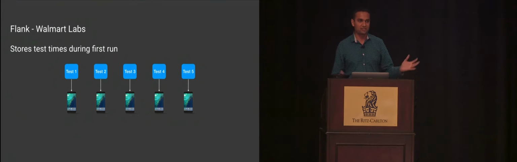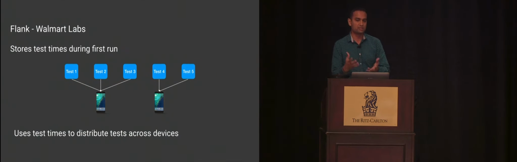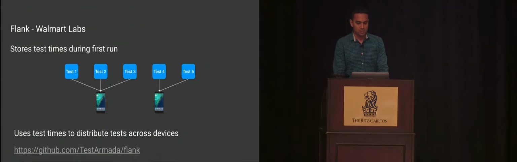So what Flank does is it aggregates these test times and then distributes them economically for you. The next time you run it, it'll remember that tests 1, 2, 3 each took 20 seconds, so that's 1 minute. So I'm going to run the first 3 tests on one device and then go like that forward. Basically, it uses test times to distribute the tests across devices. You can read a lot more about this at their GitHub project or their blog.